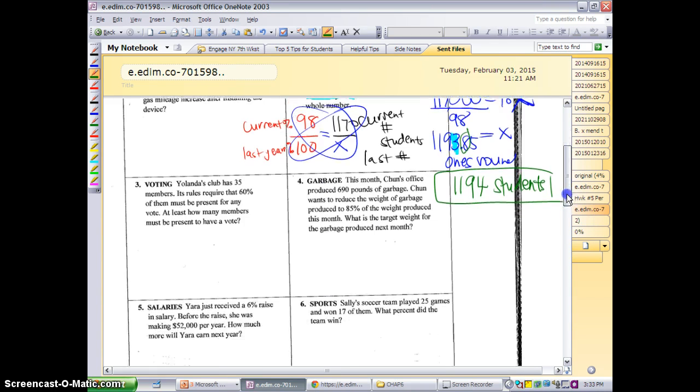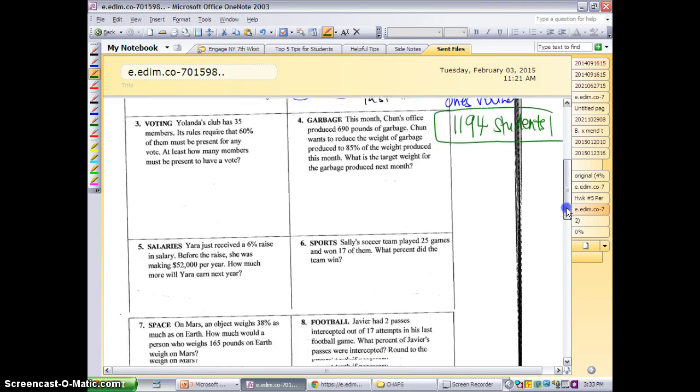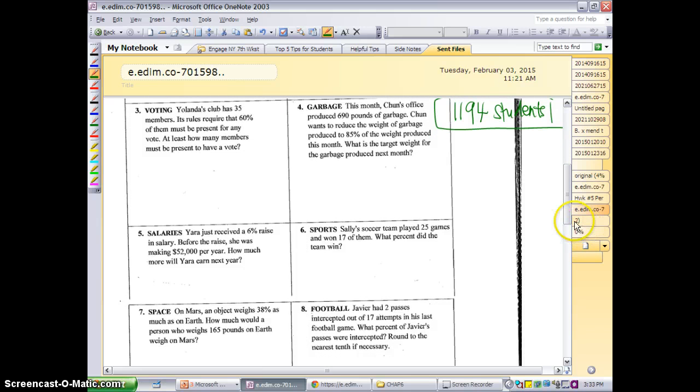Let's skip down to number 5. Now, number 5, I'm going to highlight the key things that I need. There's a 6% raise. Before the raise, she's making $52,000 per year. And the question I'm going to answer is how much more will she earn next year? Okay, so when she gets a raise, that's going to be her new salary for the new year.